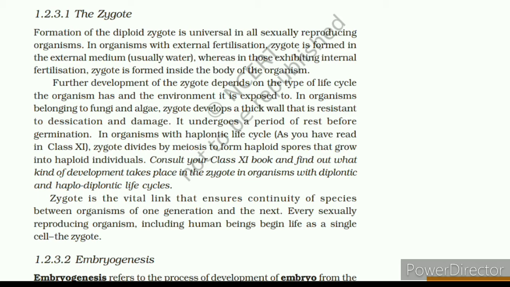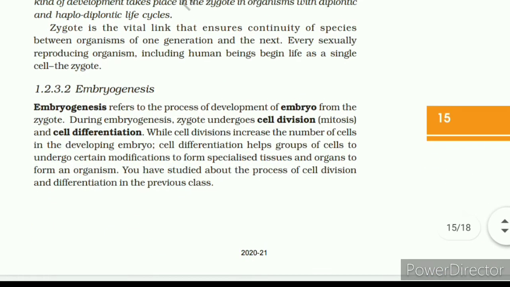On the other hand, in viviparous animals, that is, the majority of mammals including human beings, the zygotes develop into a young one inside the body of the female organism. After attaining a certain stage of growth, the young ones are delivered out of the body of the female organism.